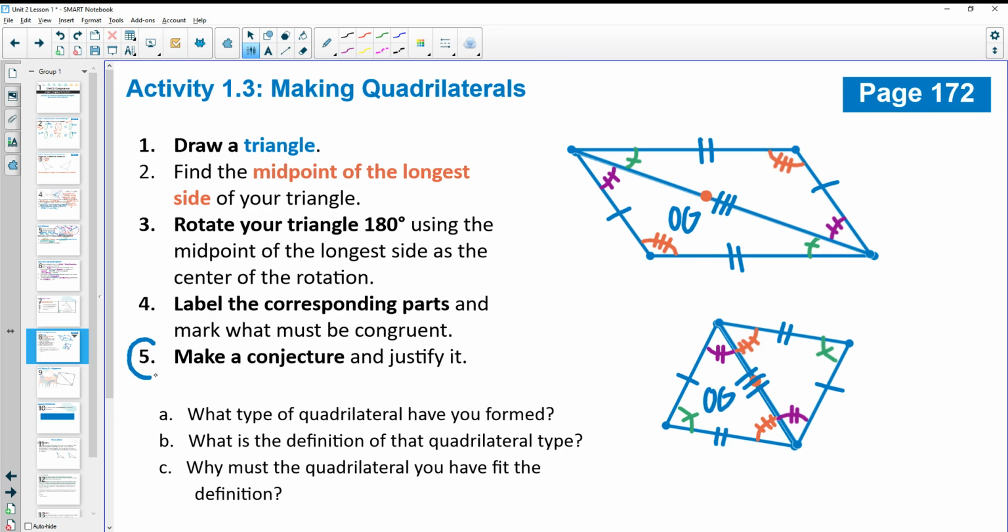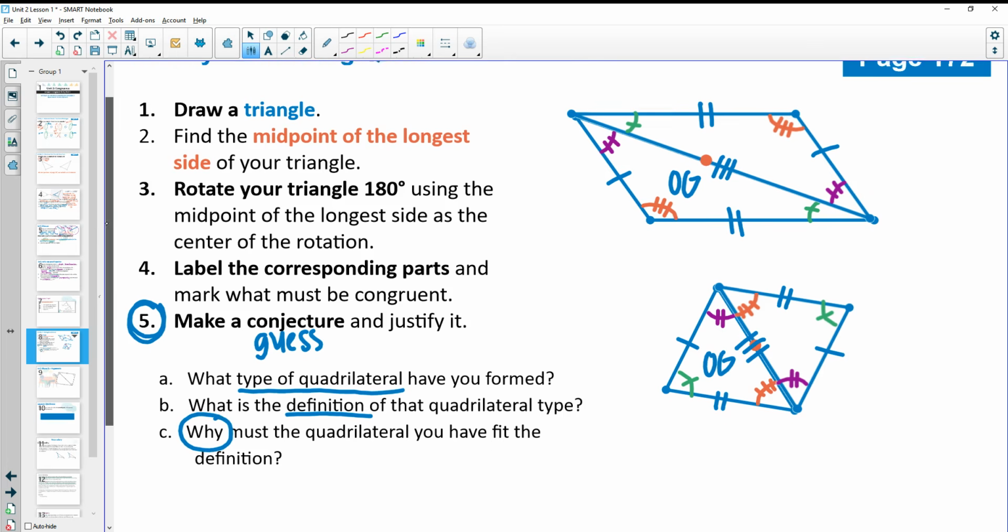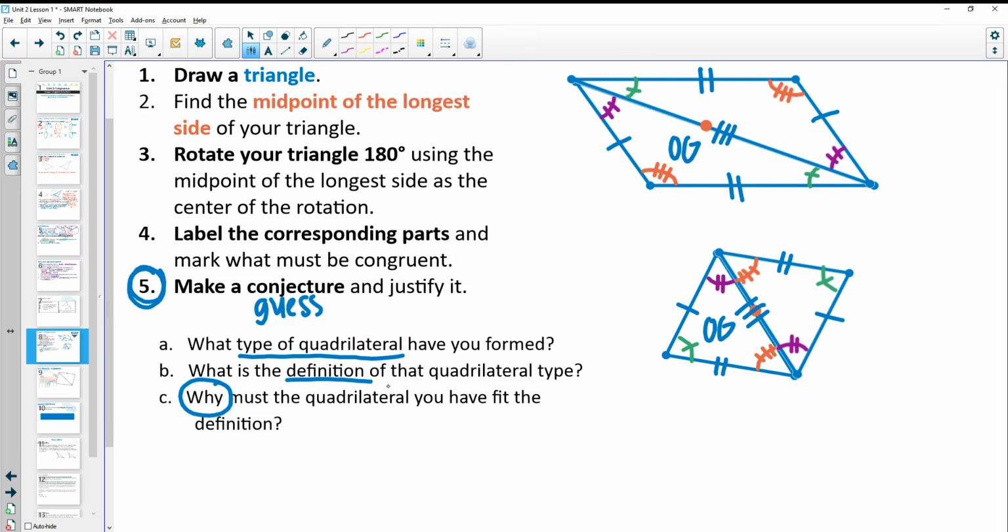Then you need to make a conjecture, which remember, a conjecture is just a guess about this figure. So what do you think about what you just created? What does it look like? What might it be? What's your guess as to what type of quadrilateral you have found? Think about the definition of the quadrilateral. And then do you know why the quadrilateral has to fit that definition? How are you going to prove that it fits that definition? Try and think of that and then come back to the video after you've thought about it and written down a couple of things.